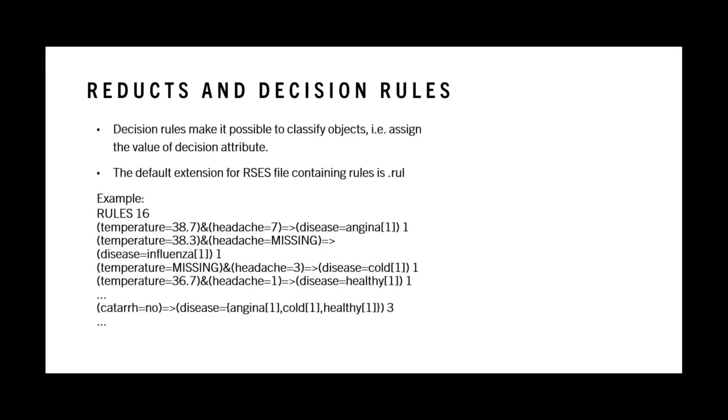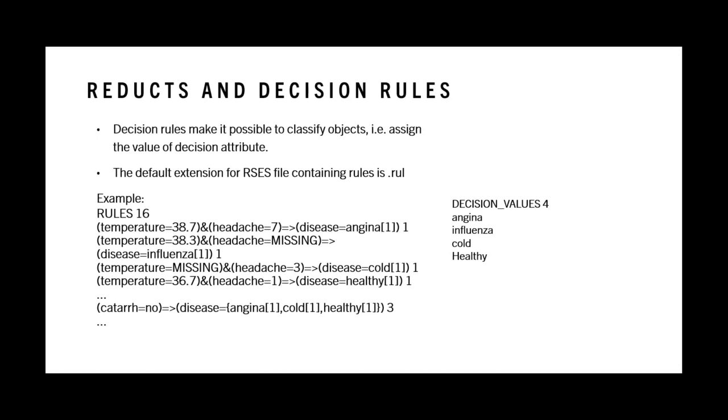Decision rules. These make it possible to classify the objects, that is, assign the value of the decision attribute. All the decision rules are stored in RSCS file with an extension of .rul. In this example, there are 16 rules and 4 decision values. The decision values are angina, influenza, cold, and healthy.